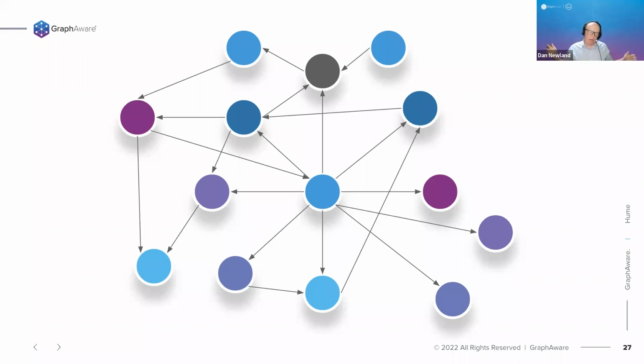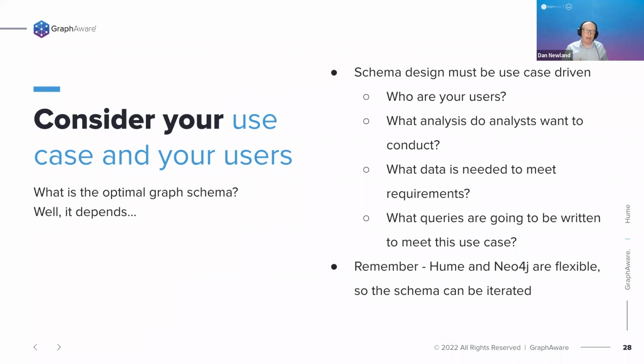So the perfect schema exists somewhere between these two extremes, where we summarize everything down to one node and one relationship, and where we create everything possible. Really, when you're doing schema design, you have to consider your use case and you have to consider your users. So it has to be use case driven.